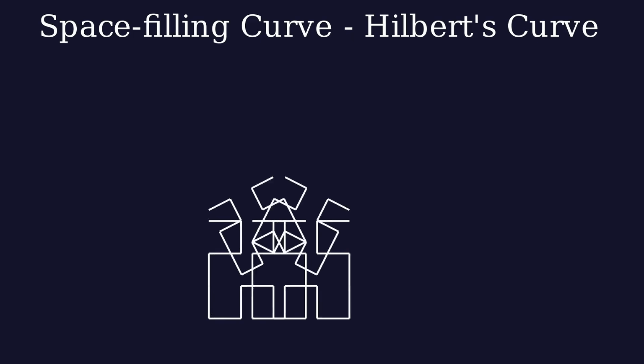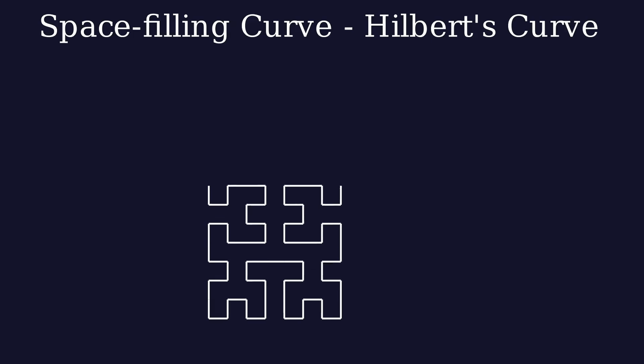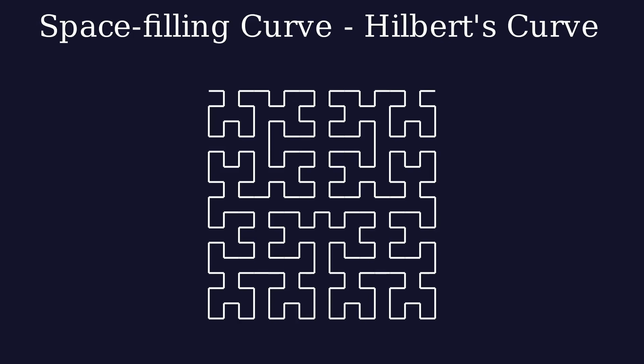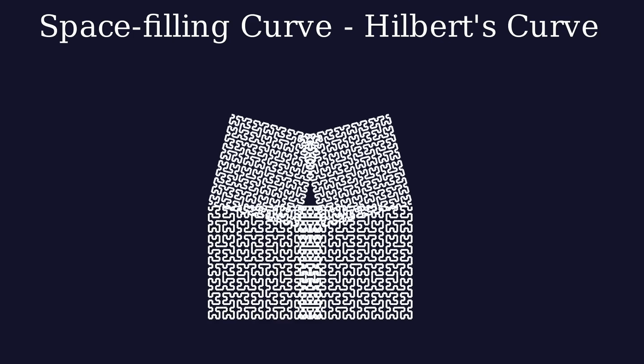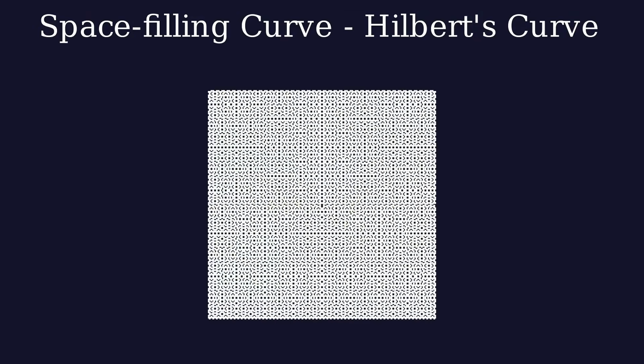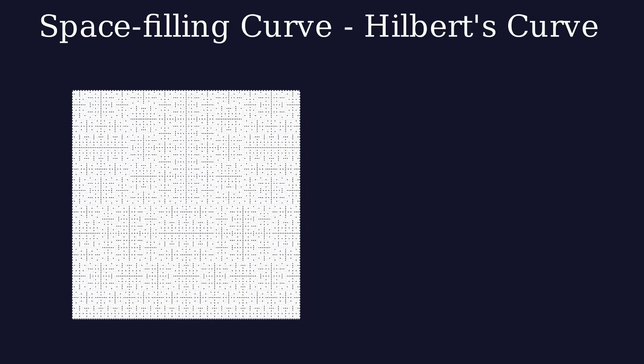We make 4 copies of the curve, arrange them like so, and connect them. Imagine that we did this infinitely many times. The length of the curve diverges to infinity, but it is contained in a finite amount of space. After infinite iterations, the Hilbert's curve goes through every point in this area. That's why it is called a space-filling curve.